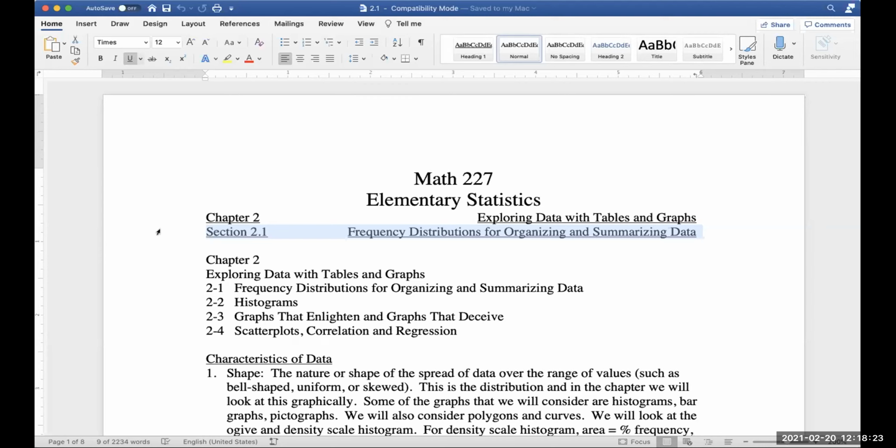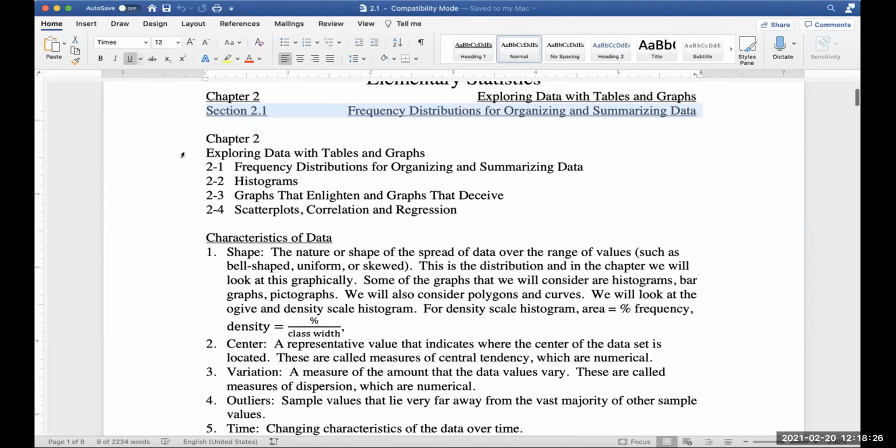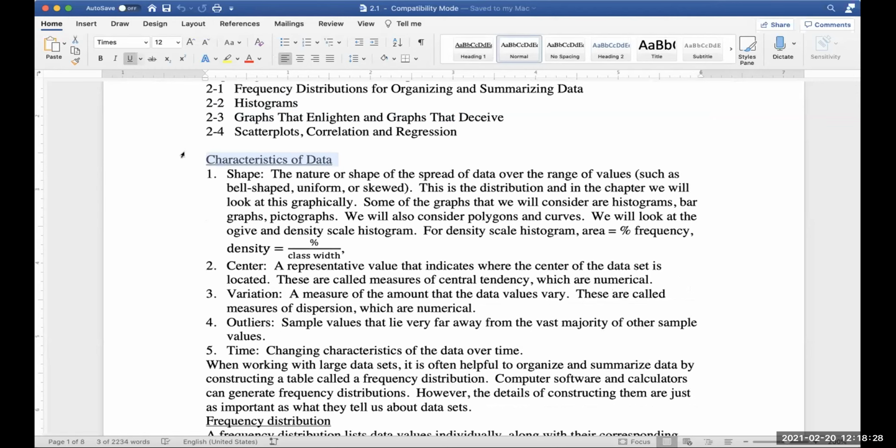For organizing and summarizing data. So in this chapter, we're basically going to be concerned with several different characteristics of data. The shape of your data, the center of your data, variation, outliers, and time. So the shape of your data is, well, is the data all bunched up next to each other, or is it spread all out?